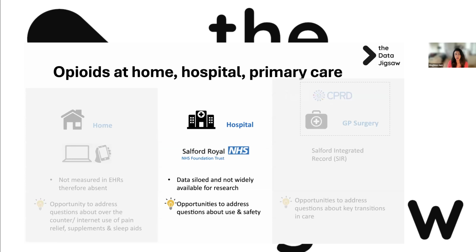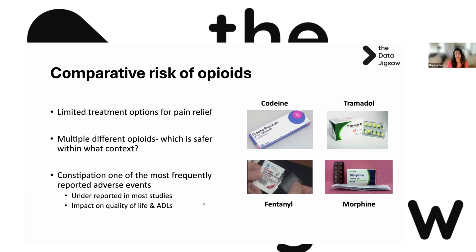So moving on to hospital prescribing. Whilst I mentioned that there was an increase of prescription opioid use in the UK, we know that there are limited options for pain relief. And opioids can be helpful, particularly in the short term, especially in acute contexts, so for example, after surgery. So there are multiple different opioids available. However, which is safest in what context, given their different pharmacology, often tends not to be clear either for the healthcare professional or the patients taking them.